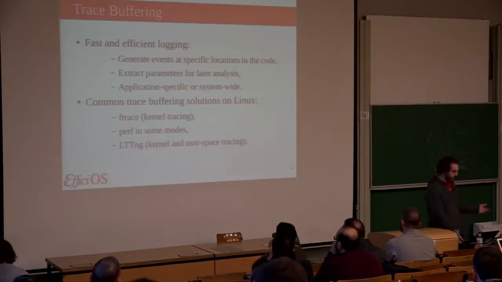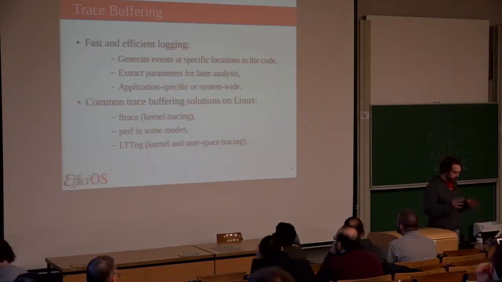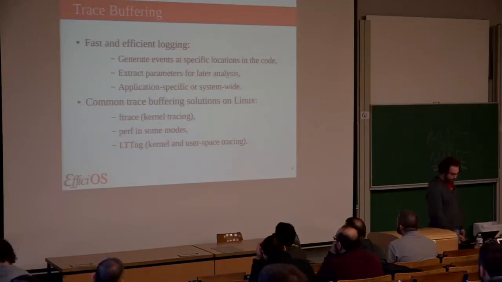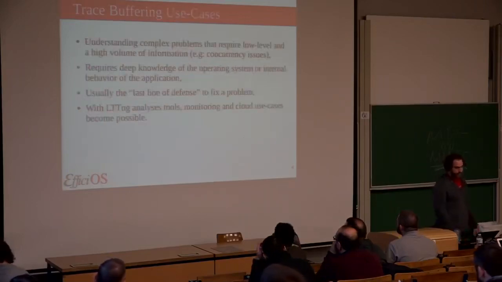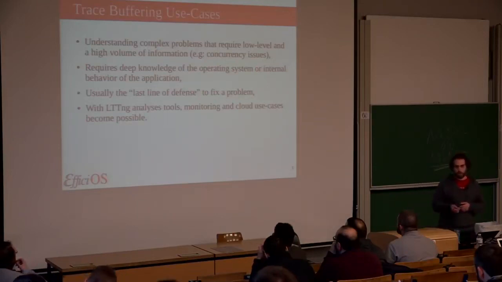The common tracing tools in Linux are ftrace, which is in the kernel. Perf can also be used as trace buffering, but it's not the main mode. And of course, LTTng. The buffering use case is to understand complex problems. You need as much information as possible because you want the low-level data and then be able to process the trace offline, just read the data and see what was happening. So it can be used to solve concurrency issues, race conditions, or driver issues, low-level problems.